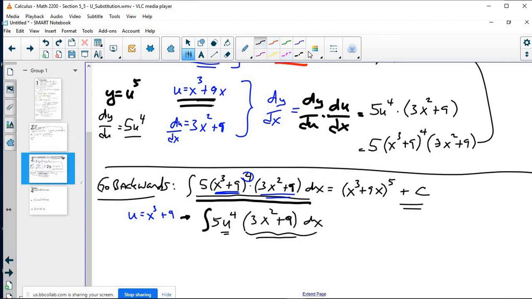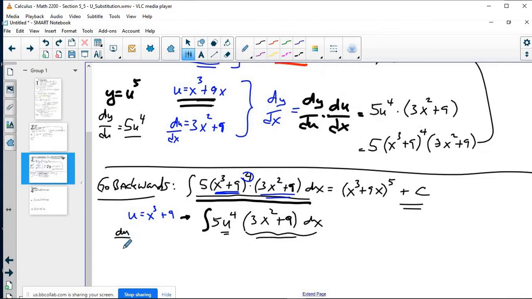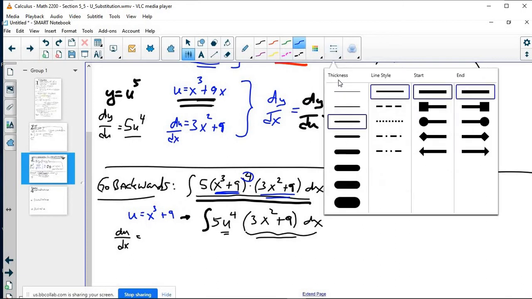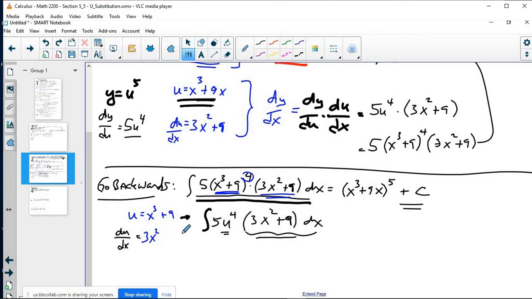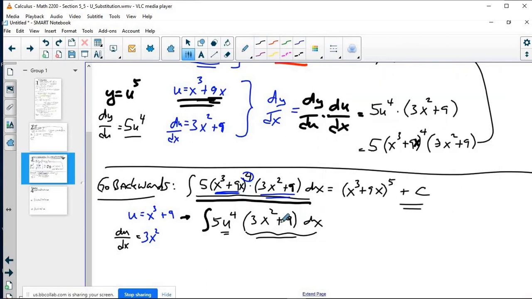Well, guess what? If I know u is equal to x cubed plus 9x, I can also find du dx. I can take the derivative. Let me go to the blue, keep it in blue. So that gives me what? 3x squared. I copied something down wrong. Hold on a second. Wait. This was 9x, which means this should have been 9x. And so this should have been 9x.